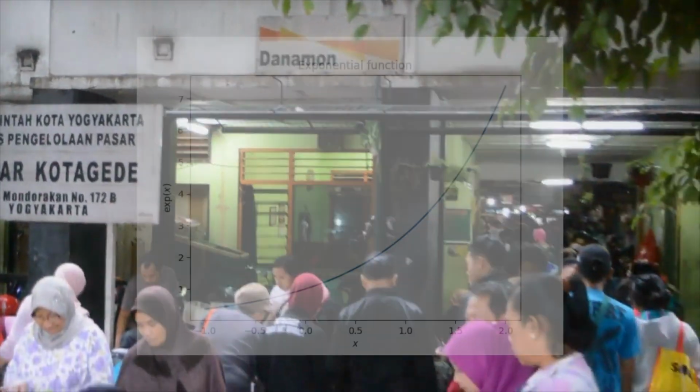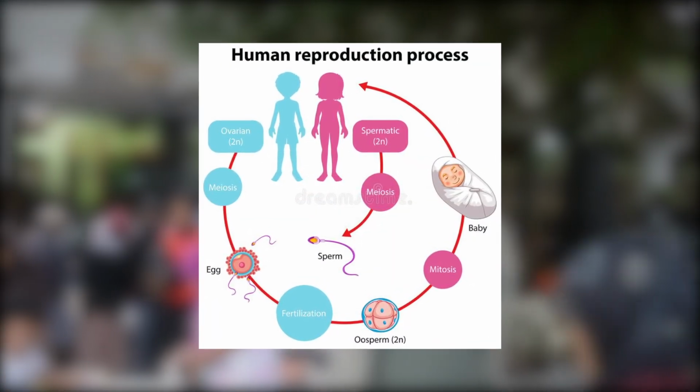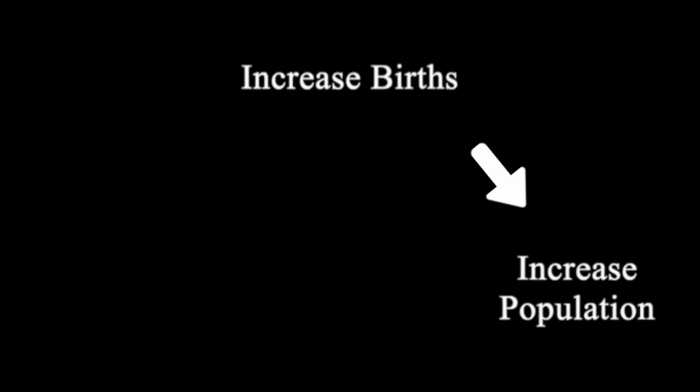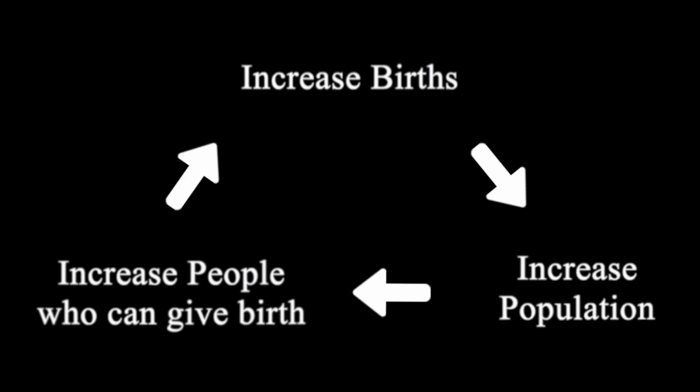Now let's talk about the last application we're discussing in this video, which is population growth. So what does logarithms have anything to do with population growth? You see, a population tends to increase in an exponential function. This is simply because of the fact that people can reproduce infinitely, meaning that increasing the number of births would increase the population, which would then increase the number of people able to give birth, and so on.